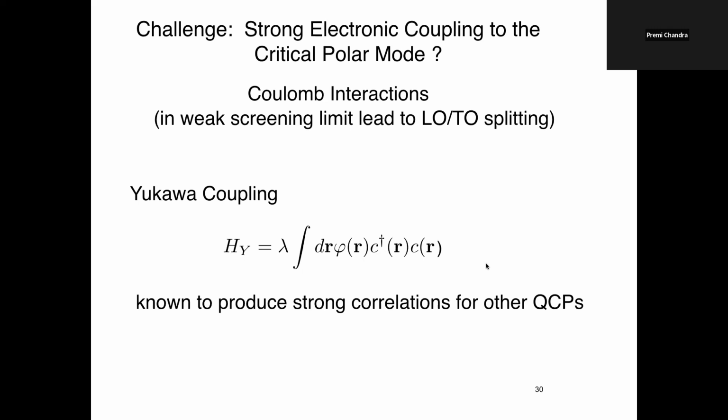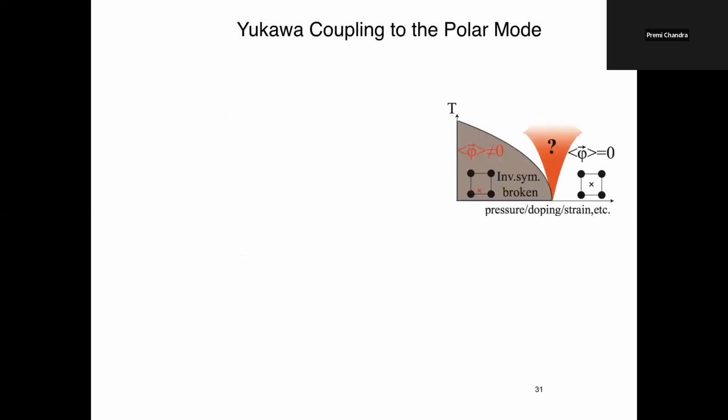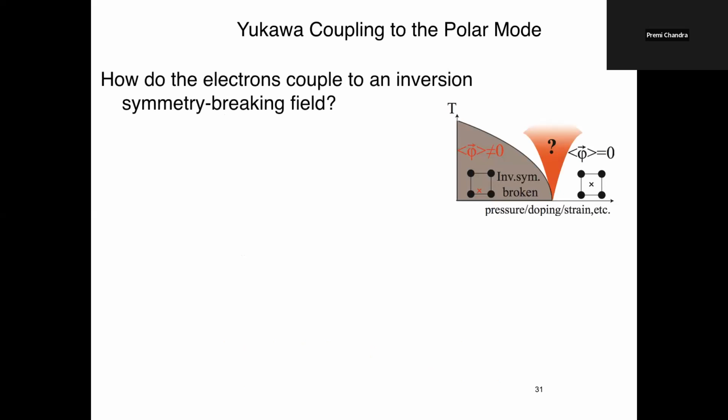So here, in most other quantum critical problems, we're interested in this Yukawa coupling. So we couple the electronic density to the order parameter. But we can't do that here because our order parameter breaks inversion symmetry. We need this overall to obey our symmetries. So the question is, can we get a Yukawa-type coupling near a polar quantum critical point? So, how do electrons couple to an inversion symmetry breaking field?